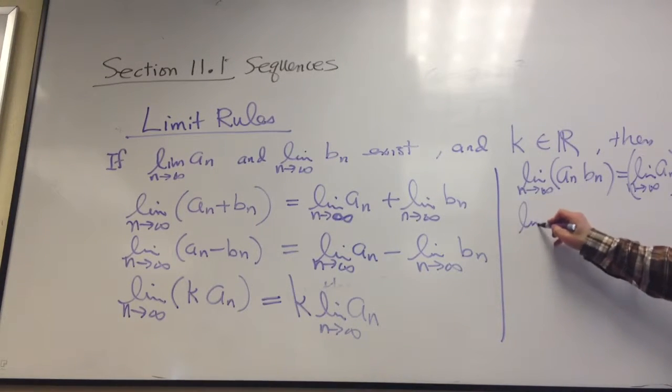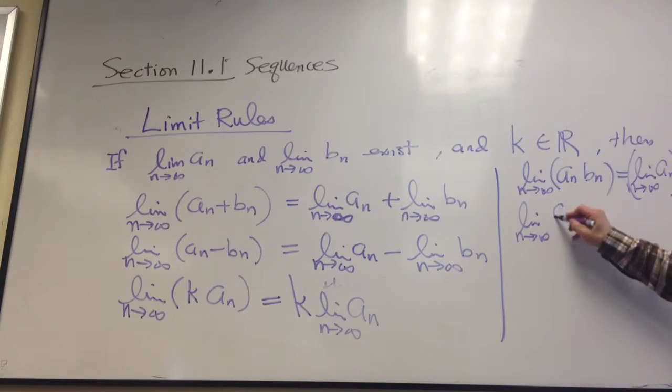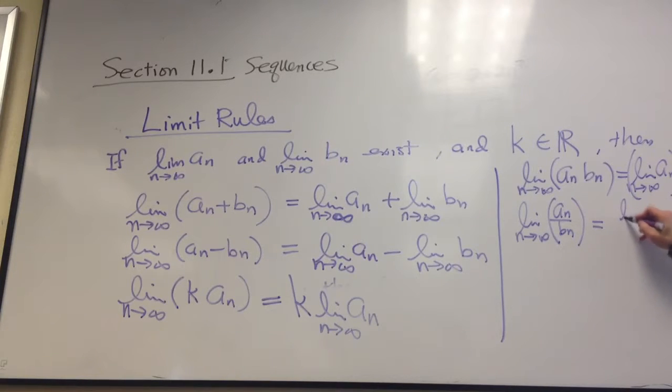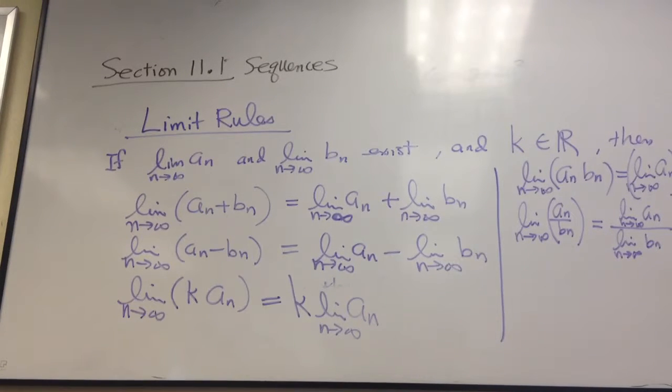And likewise, the limit as n goes to infinity, if I build an over bn, then what do you expect? The limit as n goes to infinity of an over the limit as n goes to infinity of bn. Provided, what am I going to write? Provided the limit as n goes to infinity, this number, I know that this converges, right? So this limit is finite, is an honest number. And that number is not 0.